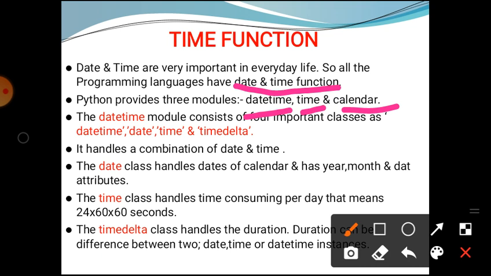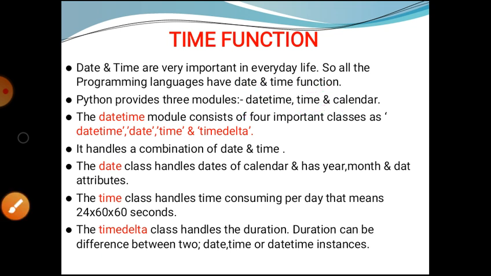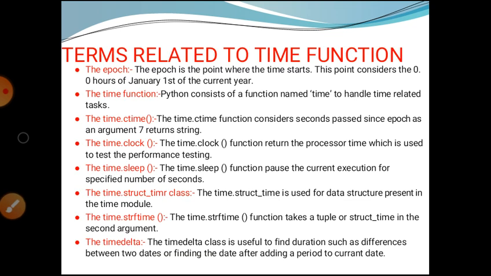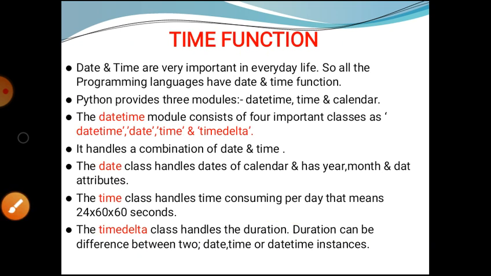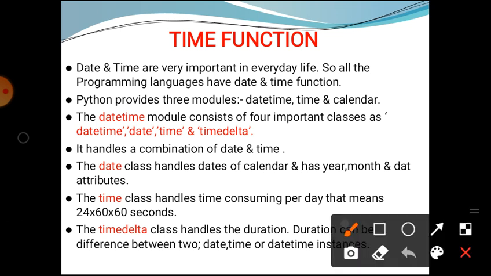The datetime module consists of four important classes: datetime, date, time, and timedelta. The datetime module of the time function consists of four important classes. Those are datetime, date, time as well as timedelta. It handles a combination of date and time also. The date class handles the dates of calendars and has year, month and date attributes.